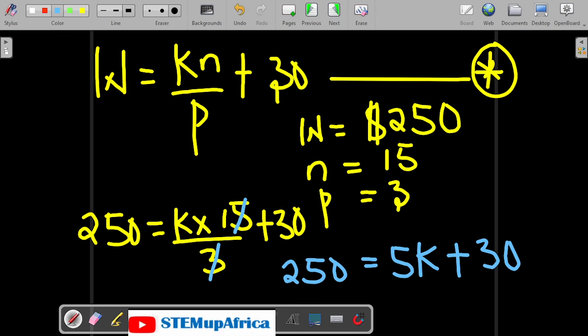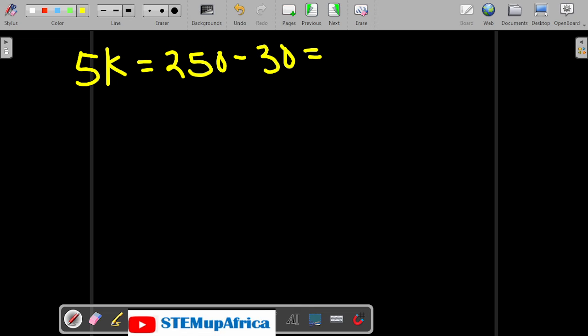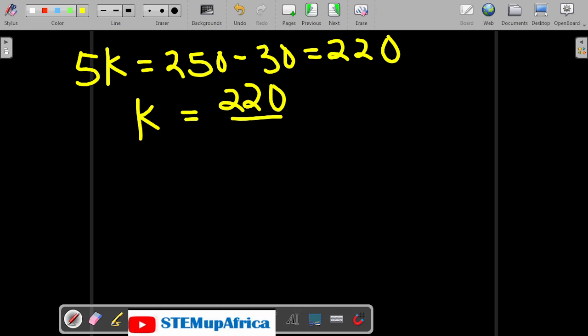To get 5K from here, I will collect like terms. I'm having 5K is equal to 250 minus 30. That will give us 220. So my K is simply 220 divided by 5. Let me divide from here. 220 divided by 5 will give us 44. So now I've gotten K as 44.